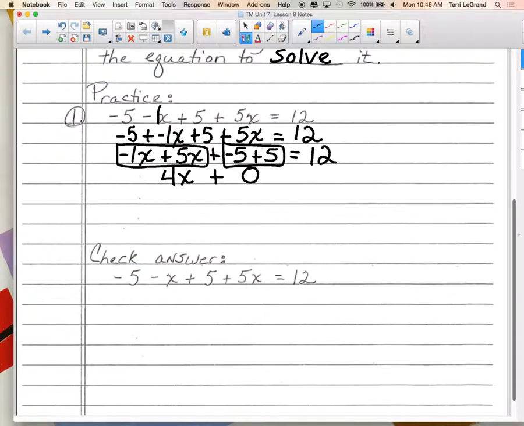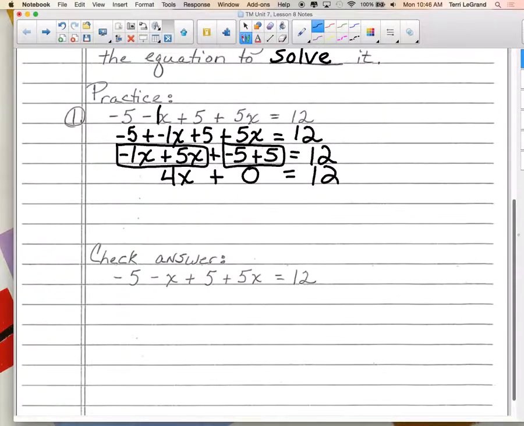If we put our algebra tiles on our desk, we'd have 5 of the negative unit tiles and 5 of the positive unit tiles. They would match up with each other and zero each other out, all of them, right? There wouldn't be any of them left. They'd all be gone. And so now we have equal to 12.